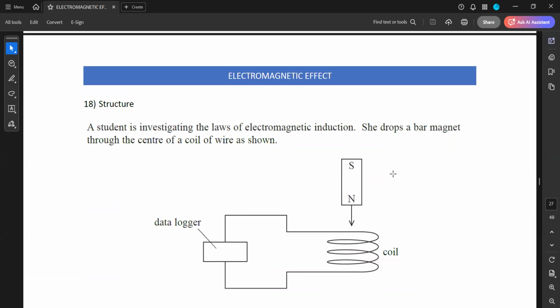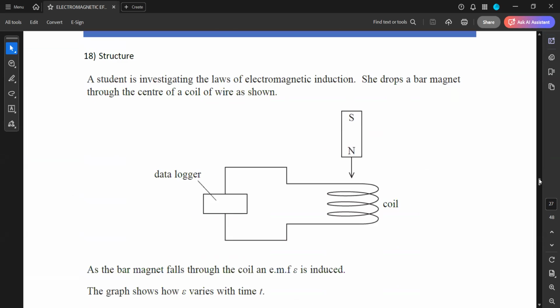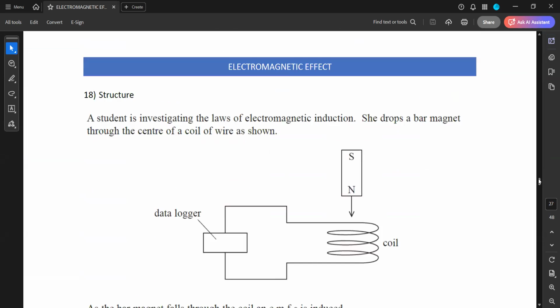Okay, question 18. Question 18 uses the same concept of electromagnetic induction, that a change in the magnetic field induces EMF. So we have a student investigating the law of electromagnetic induction. What is the law of electromagnetic induction? Whenever there is a change in the magnetic field, what will it do? It will induce or produce EMF.